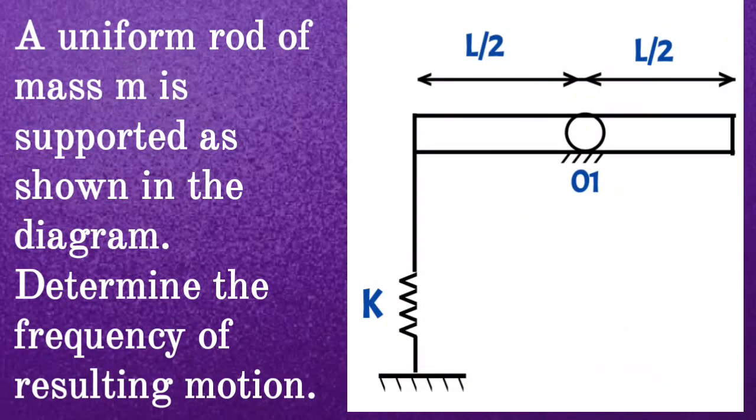Given question: a uniform rod of mass m is supported as shown in the diagram. Determine the frequency of the resulting motion.